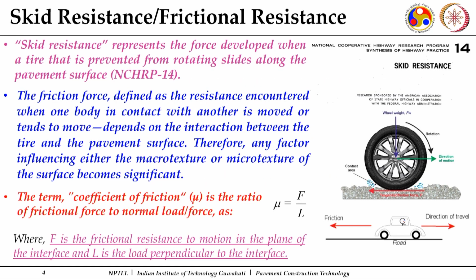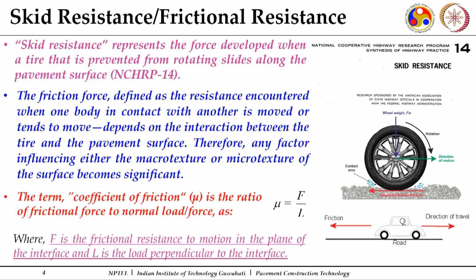Now, skid resistance or friction resistance forms a very important aspect of a pavement surface because it is related to the safety of the users. If I mention skid resistance, as per the NCHRP report, it represents the force developed when a tire that is prevented from rotating slides along the pavement surface. So, whenever a vehicle tire which is moving on the surface is prevented from rotating and it slides, at that moment the force developed between the tire and the road surface is your frictional resistance, or we can call the skid resistance.